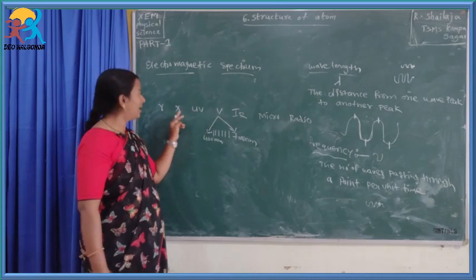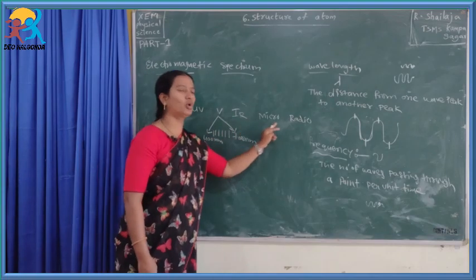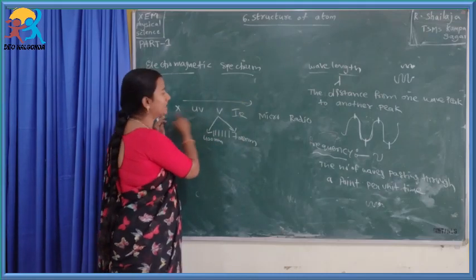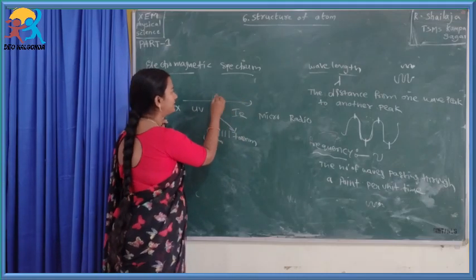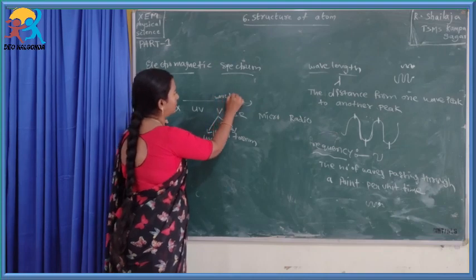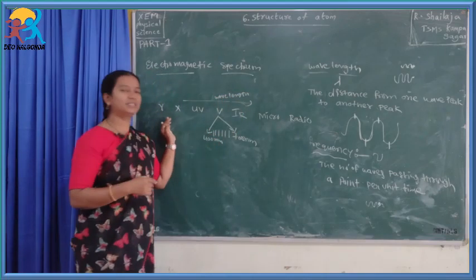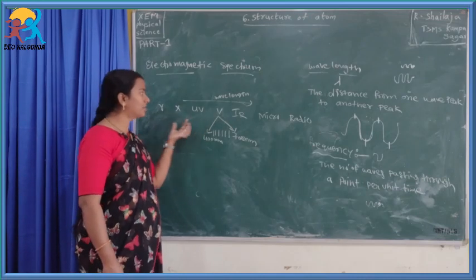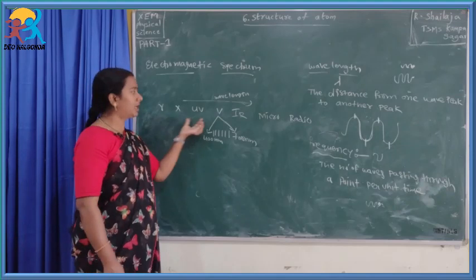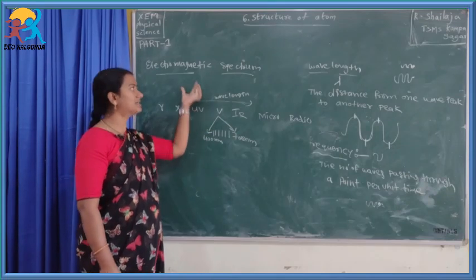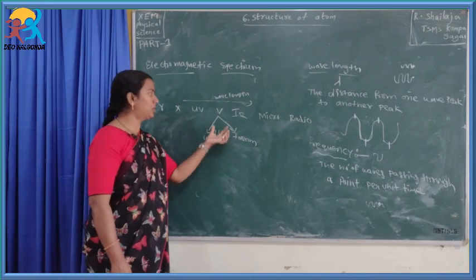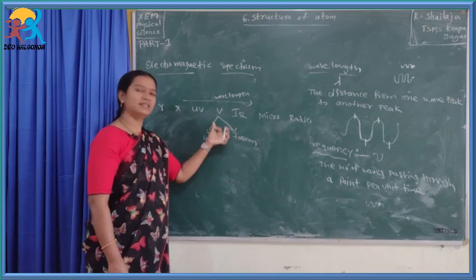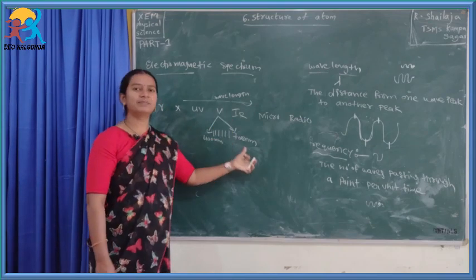So this is the UV rays, and this is X-rays and gamma rays, and IR, microwaves, radio waves. The wavelength increases from gamma to radio waves. So this is considered the electromagnetic spectrum. The entire range of wavelengths of electromagnetic waves is considered the electromagnetic spectrum. In the range of 400 nanometers to 700 nanometers, the VIBGYOR visible region appears. This is the visible light.